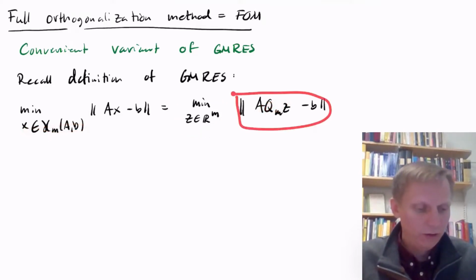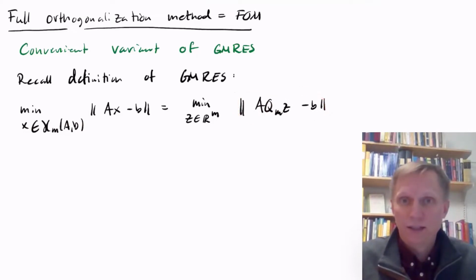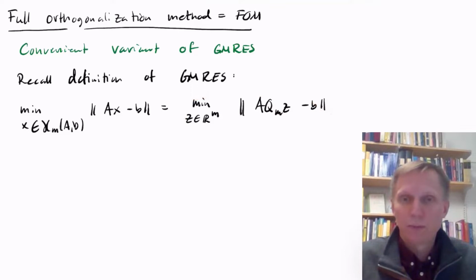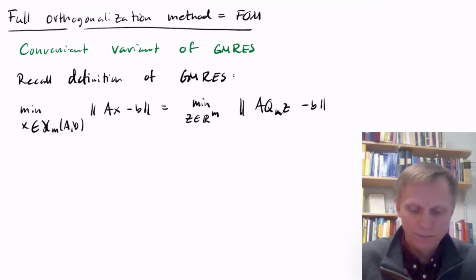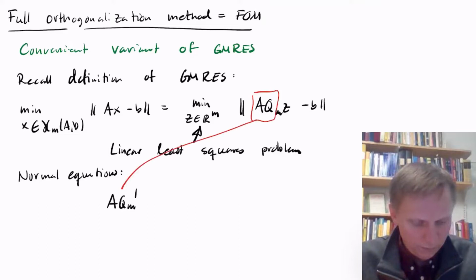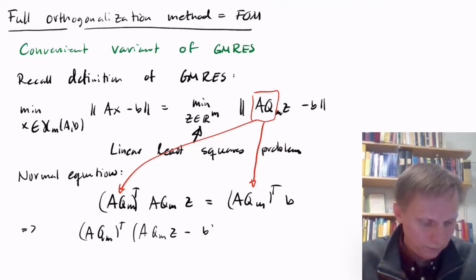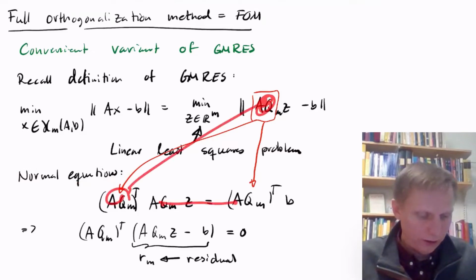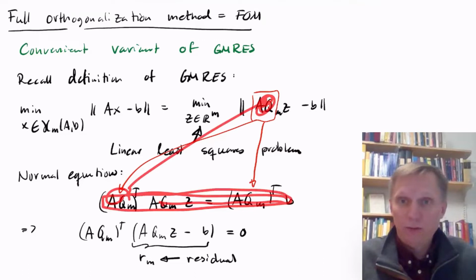And here we're going to use now that this is a linear least squares problem, which in turn implies that the normal equations are satisfied. The normal equations are formed by taking the system matrix and transposing it, and so we have this, and here we have an equality.